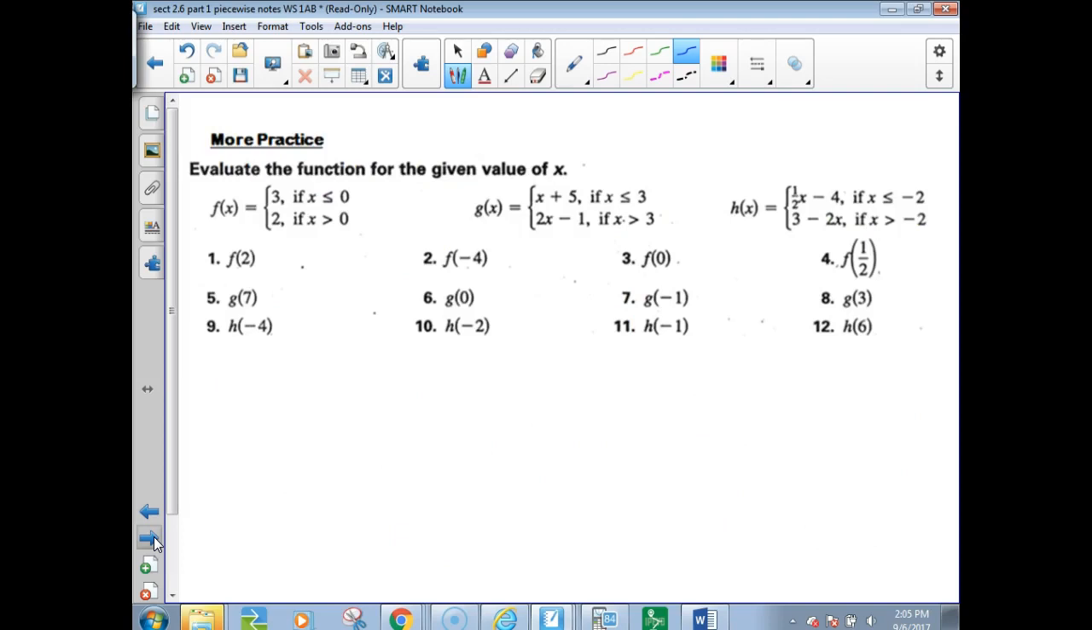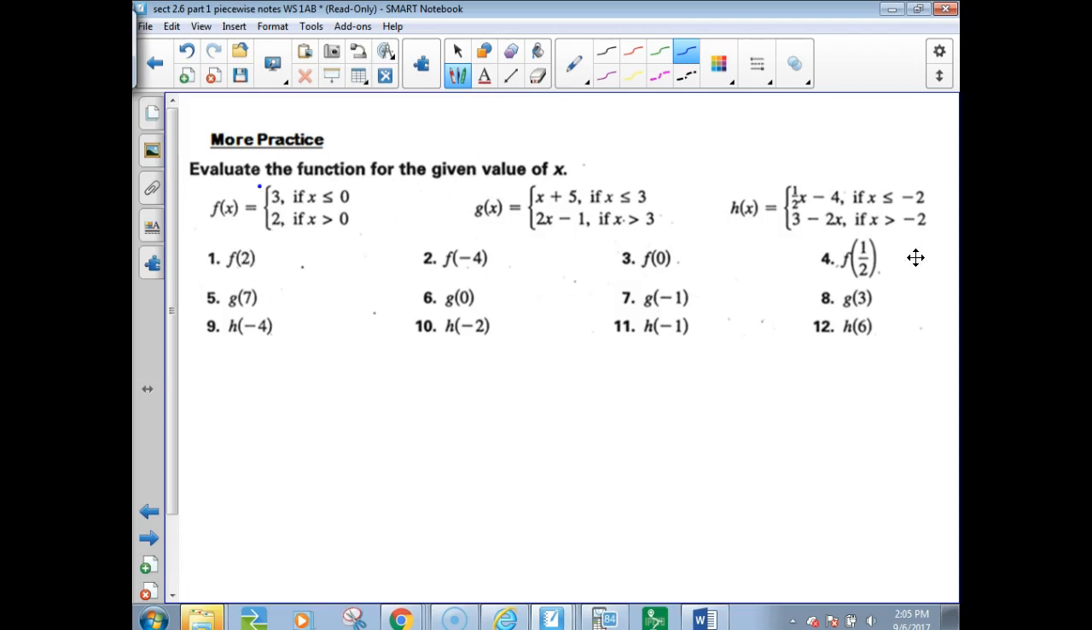All right, more practice. So now we've got 3 different functions. They don't all have to be f of x. This is f of x, g of x, and h of x. 1, 2, 3, and 4 are asking us to plug into the f function. 5, 6, 7, and 8 are for the g function, and 9, 10, 11, and 12 are for the h function. That's all that notation means. This one says for values of x less than or equal to 0, the value of the function is 3. No matter what number, if it's less than or equal to 0, you're going to get 3. If it's greater than 0, you're going to get 2.